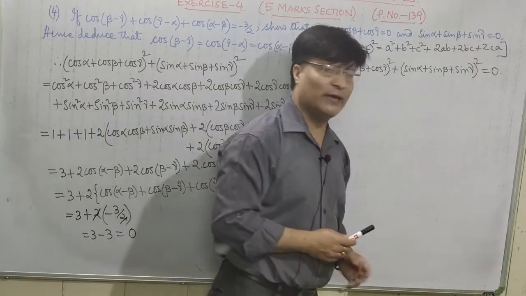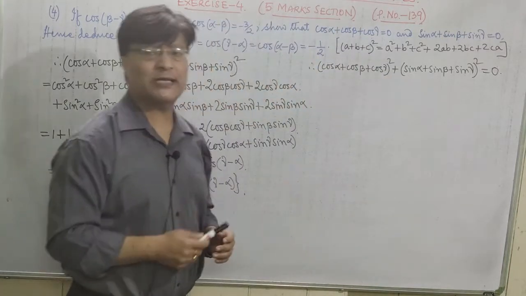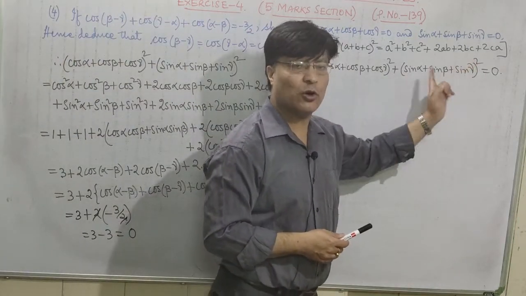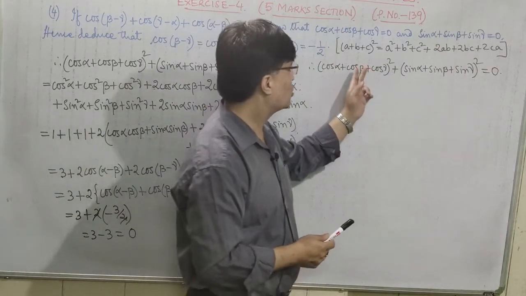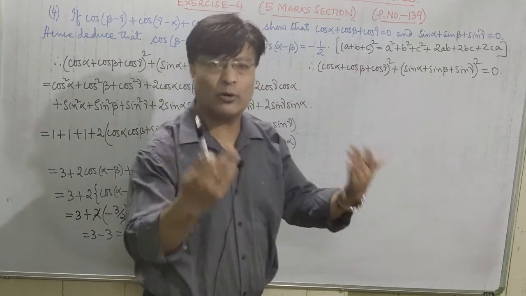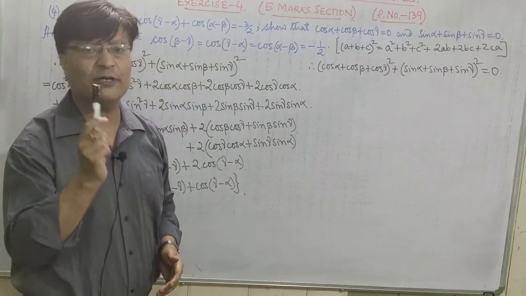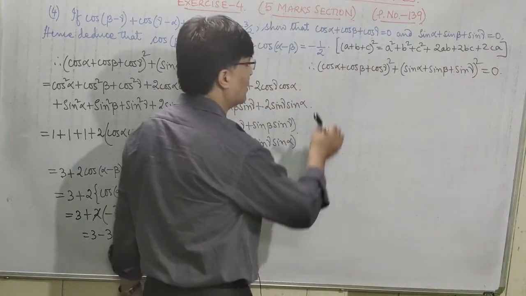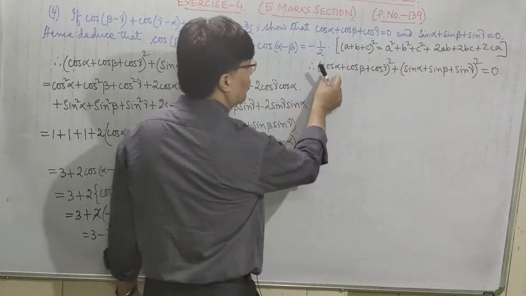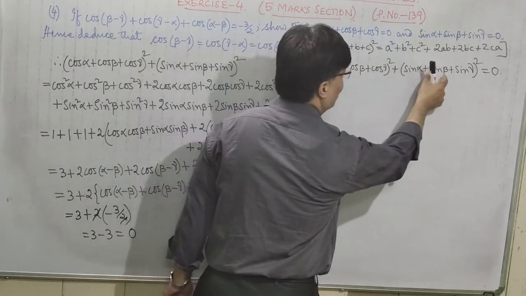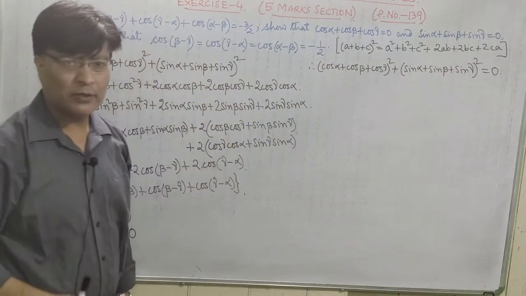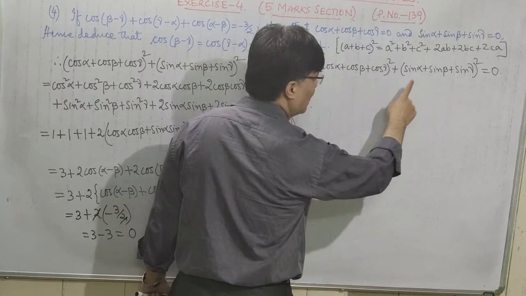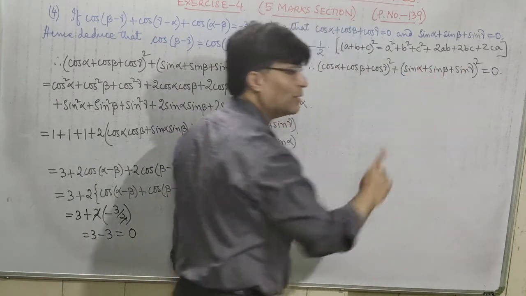Similarly, whatever may be the value of sin alpha plus sin beta plus sin gamma, whether it is positive or negative, because of this whole square it will always be a positive quantity. So a positive quantity plus a positive quantity is always positive, which is never equal to 0. So this equation is possible only if cos alpha plus cos beta plus cos gamma is equal to 0 and sin alpha plus sin beta plus sin gamma is equal to 0.